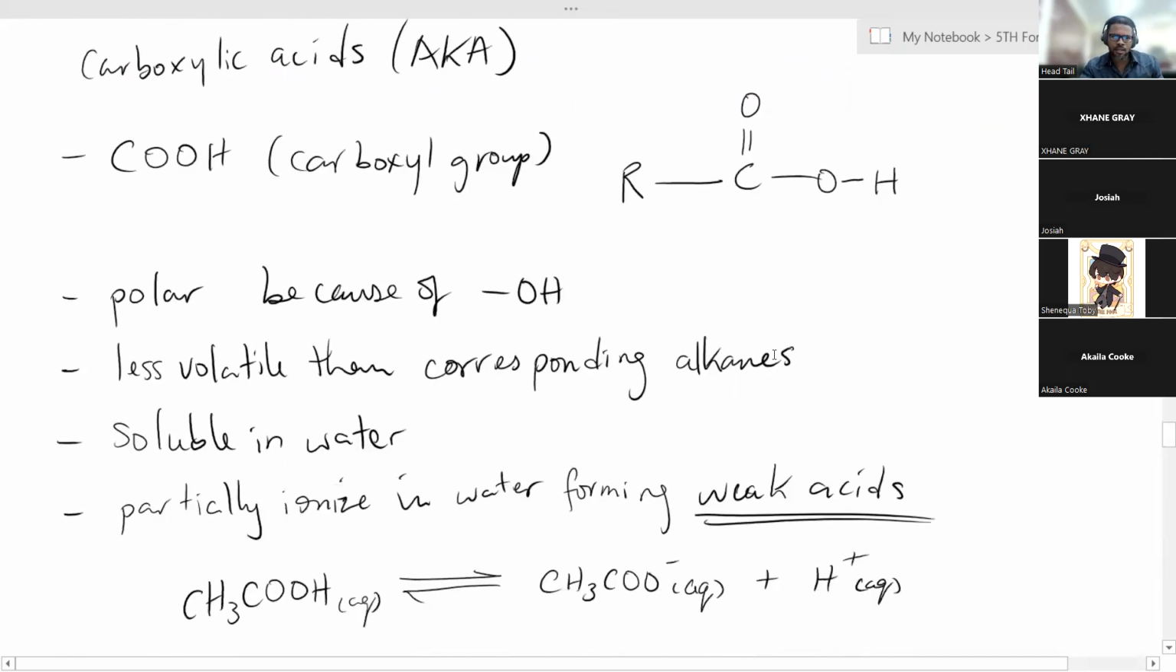So this is the part that I want you to get here. This is why it is an acid. It partially ionizes in water because of the carboxyl group.